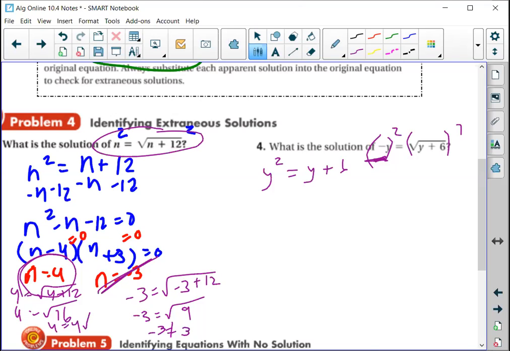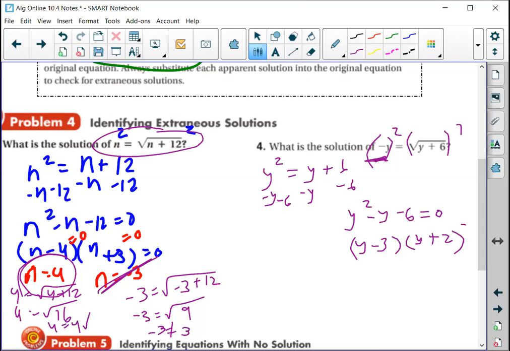Now we're going to subtract y from both sides, and then subtract 6 from both sides to make sure this is equal to 0. We have y squared minus y minus 6 equals 0. And then we want those two numbers that multiply to negative 6 and add to negative 1. That's going to be negative 3 and a positive 2.